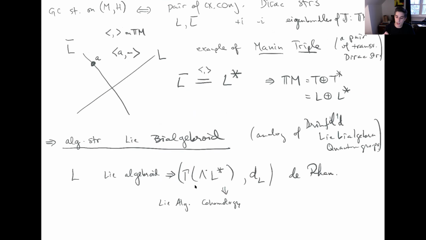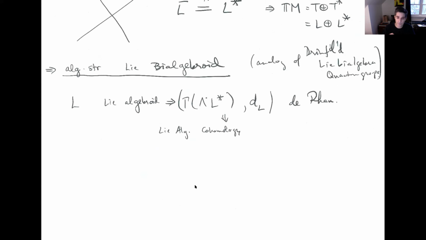But because L bar is equal to L dual, this means that L dual also has a bracket, because L bar has a bracket. L bar is a Dirac structure. So this is an unusual situation where L star is actually embedded as a Lie algebroid, as a Dirac structure, and so it has a bracket. But now L star, which is equal to L bar, also has a bracket.